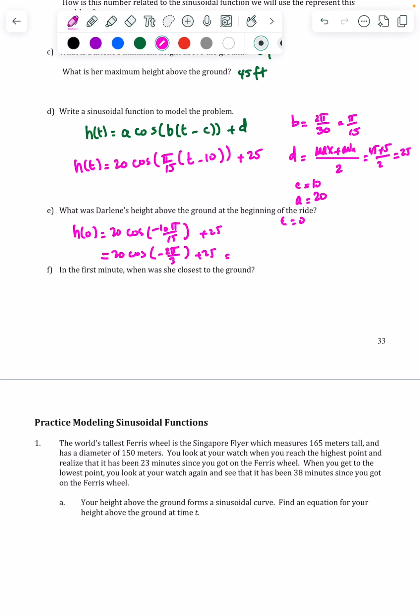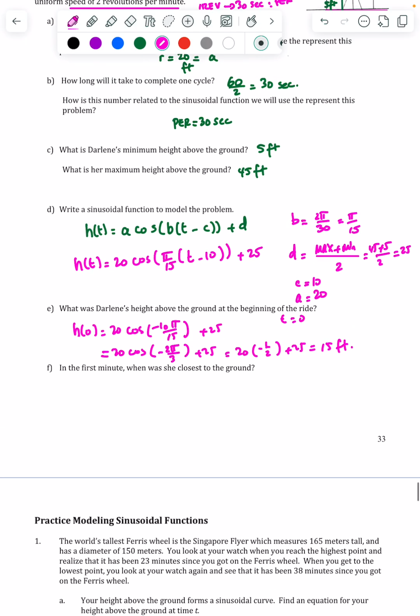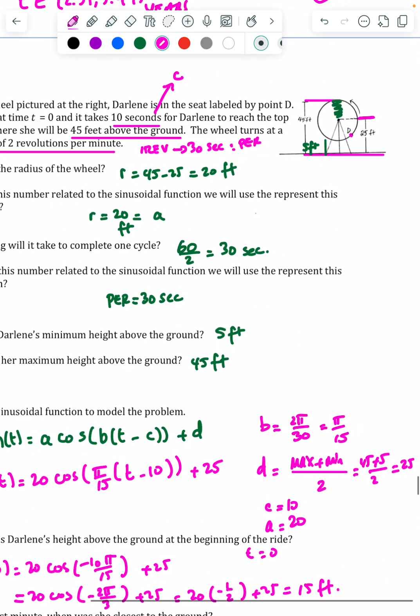So this is equal to 20. Cosine of negative 2 pi over 3 is negative 1/2. So it's negative 1/2 times 20, which is negative 10, plus 25, which is just 15 feet. And that's really Darlene's height above the ground at the beginning of the ride. So here, when she was here, she was at 15.